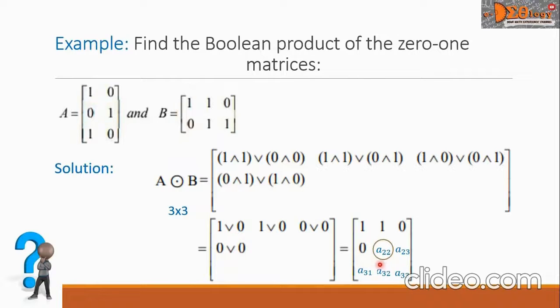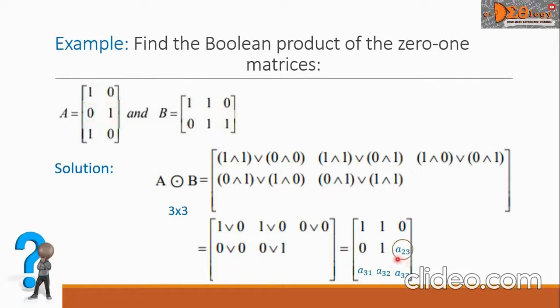Next element, A sub 2, 2. We consider the second row of A and the second column of B. So we write 0 and 1 or 1 and 1. 0 and 1 is 0 or 1 and 1 is 1. 0 or 1 is 1.